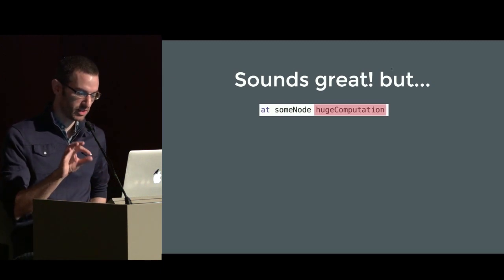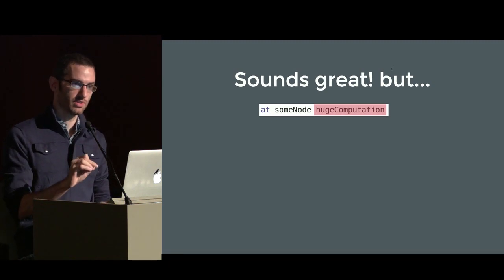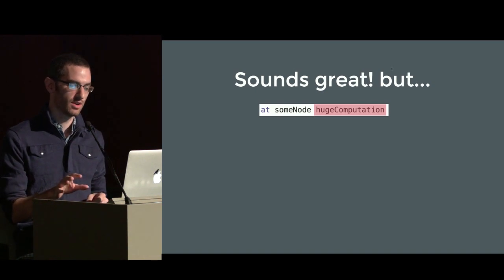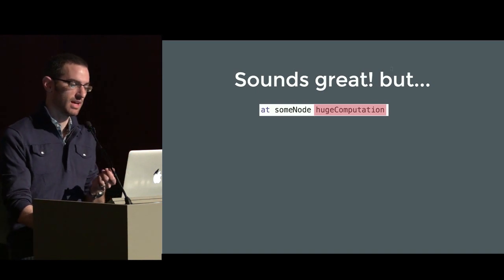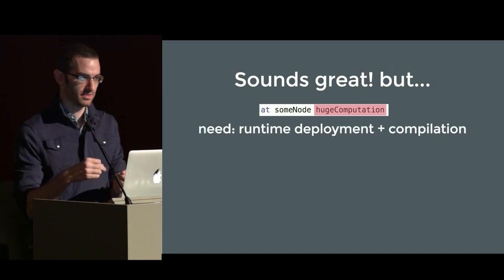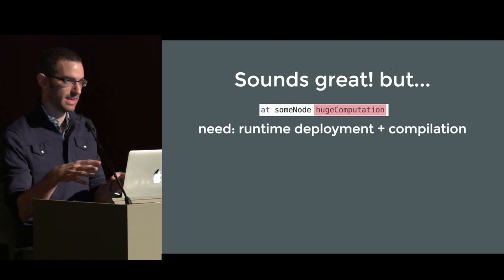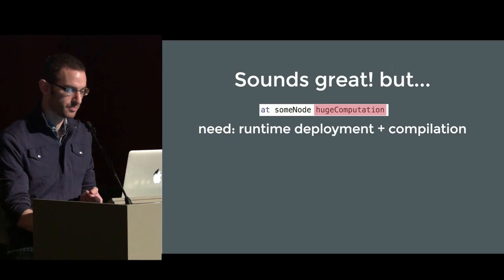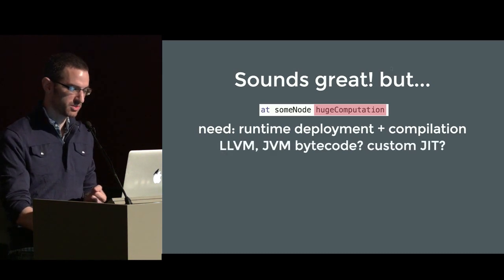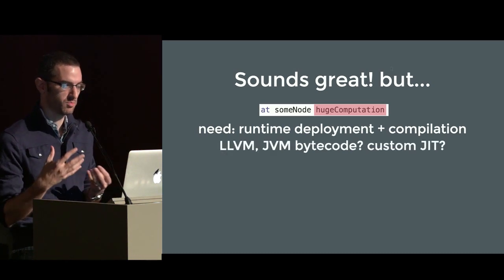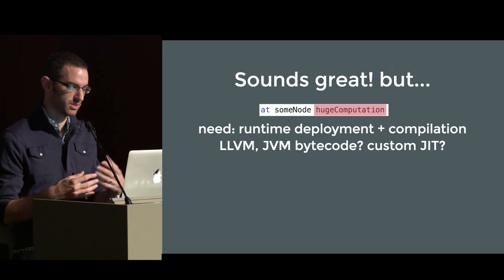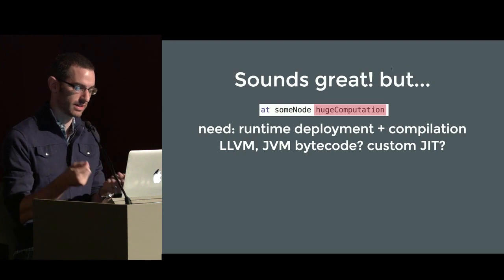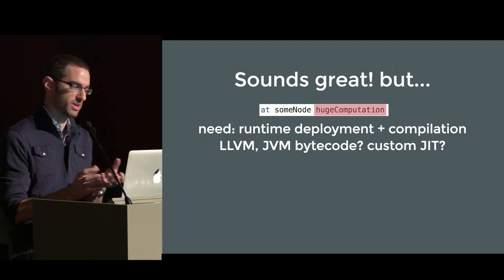If Unison is really giving you this ability to move an arbitrary computation from one node to another, then that implies that the Unison runtime needs to be doing this dynamic deployment and compilation of code. So we need some way of representing Unison code and shipping it around and possibly recompiling it. And there's this question of how do we do that?